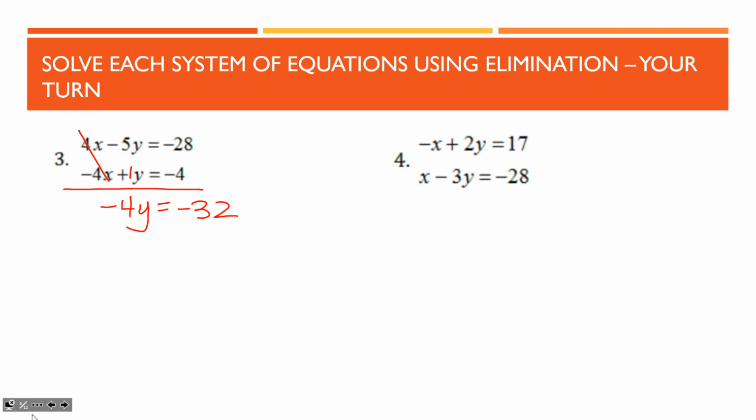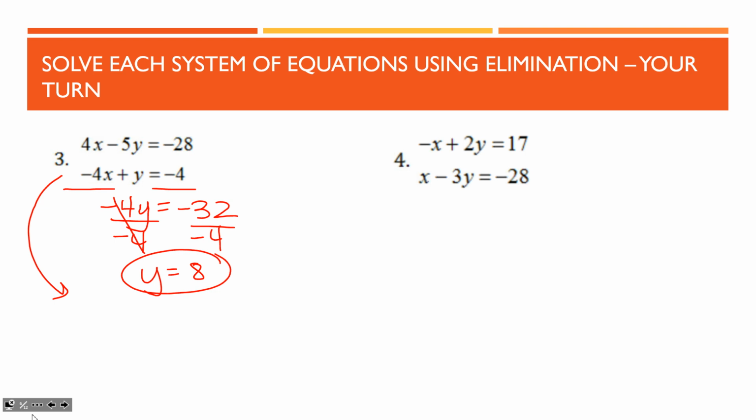So now I'm solving for y. I'm going to divide both sides by negative 4, and I get y is equal to positive 8, because a negative over a negative is a positive. And then once I have y, remember I can pick either equation and plug it in and solve for x. So I'll erase this so we can see a little bit better. But I'll just do the bottom one. It doesn't matter which one. I'll do the bottom one.